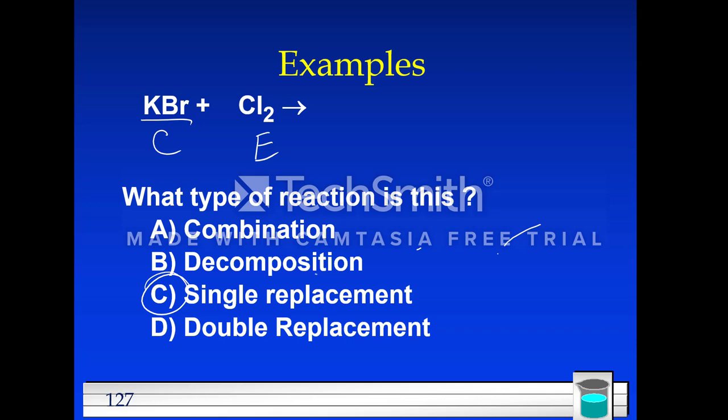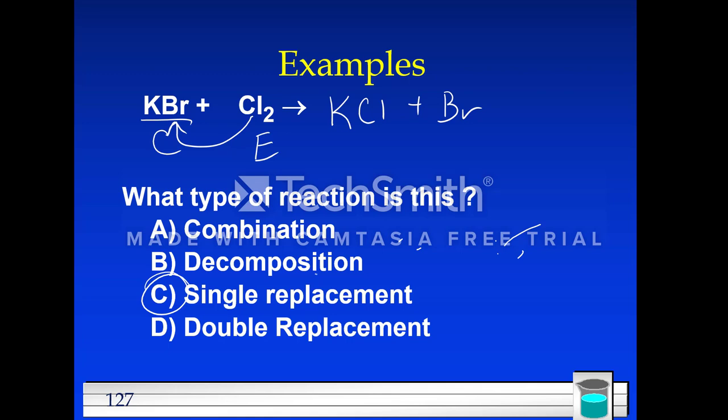So the single is going to replace. The chlorine is going to replace bromine. Can chlorine replace bromine? Now look over here, chlorine's above bromine, so it can happen. So this is going to be K next to Cl and Br by itself. Single replacement. Now figure out subscripts.